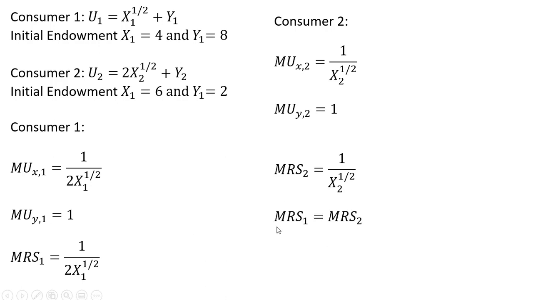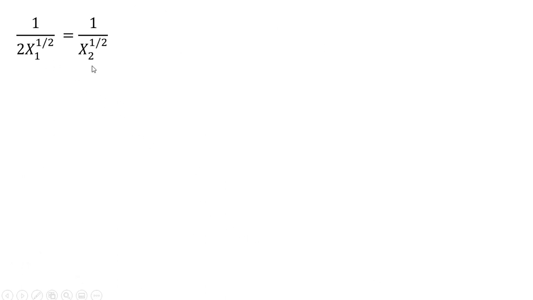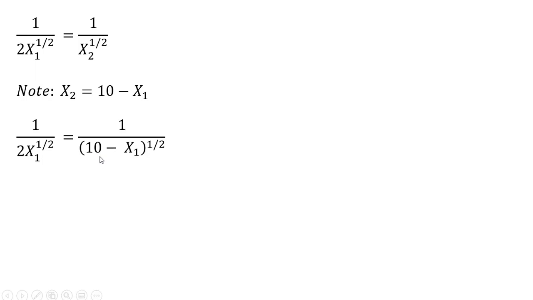In competitive equilibrium, the marginal rate of substitution for consumer 1 will equal that of consumer 2. So setting those two equations equal to one another. Just rewriting that. And note that our total endowment of good X is 10 units. So we can write the following: consumer 2's consumption of X will equal 10 minus consumer 1's consumption of X. And we'll make a substitution here where we have X subscript 2, we're going to replace that with 10 minus X subscript 1. And now we've got one equation and one unknown.